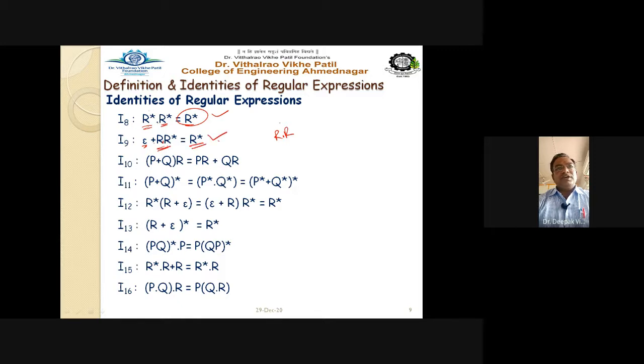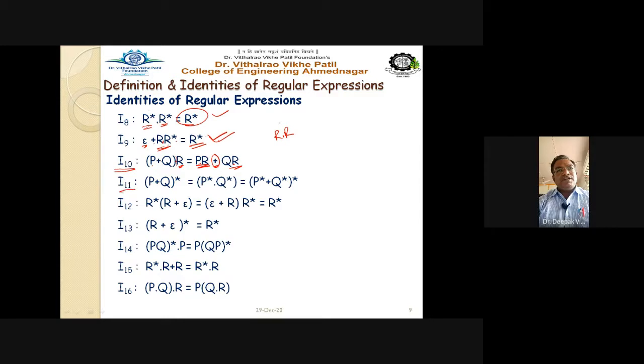So this identity we have to use many times in our examples. Remember this: epsilon plus R·R* is equal to R* itself. Now the next rule, identity 10: (P + Q)·R. So (P + Q) into R is equal to PR plus QR. It is a multiplicative rule: you can have this union operator, and this is P·R plus Q·R, right?